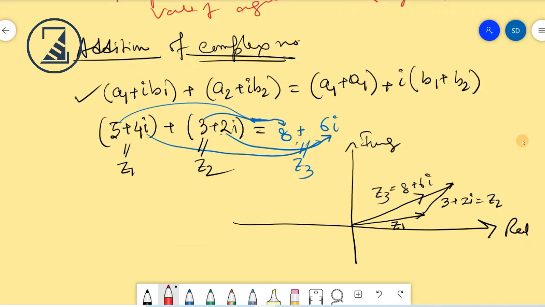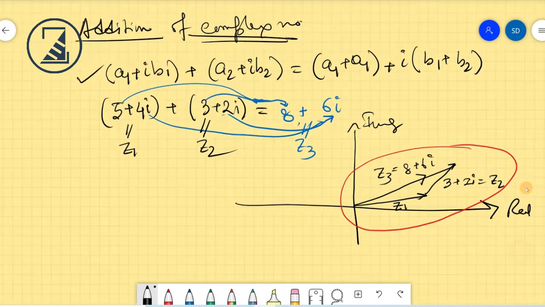See, if you look closely, this geometric representation of the addition of complex numbers resembles the vector addition rule. So complex numbers add the same way two-dimensional vectors add.